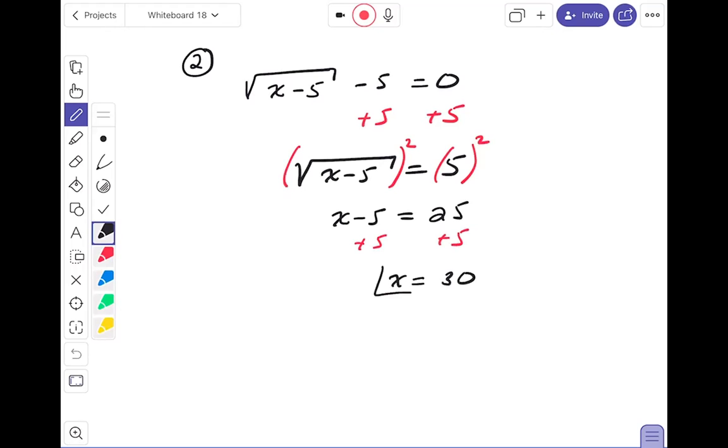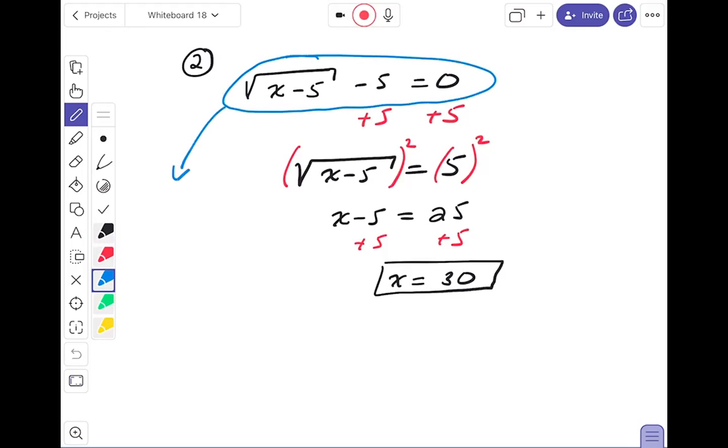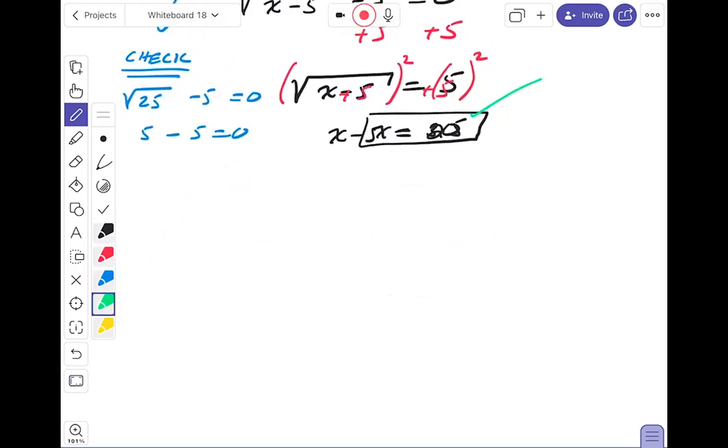Again, it may be premature to put a box on it, but I want to put a box on it so I can check it. Go back to the original. Again, I want to point out this is the original, and I want to check it there. Let's see if it's 30. What would you get? The square root of 30 minus 5 is 25, minus 5 equals 0. Square root of 25 is 5, and 5 minus 5 is, of course, 0. I'd also recommend looking at the answer key to make sure they said the answer was 30, and it is. All right, let's go to number 3.